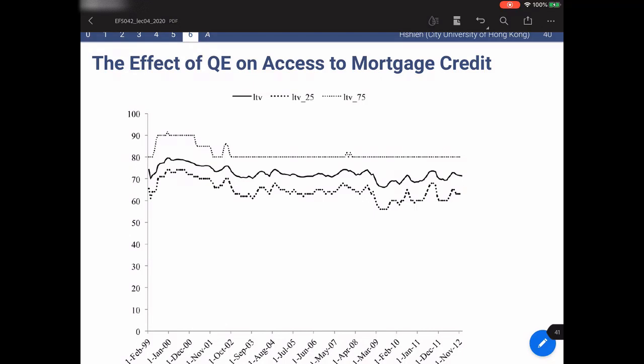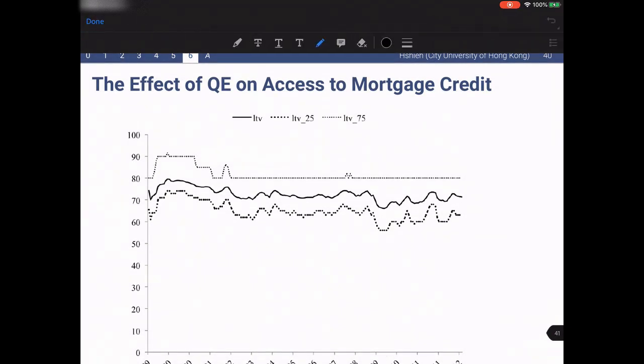LTV is defined as loan of first mortgage divided by value of asset purchased. So as you can imagine, this number here most likely should have dropped, right? Or at least stay the same for around this time, given the mortgage market collapse as the cause of the financial crisis in 2008.